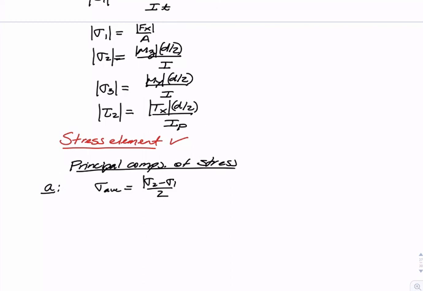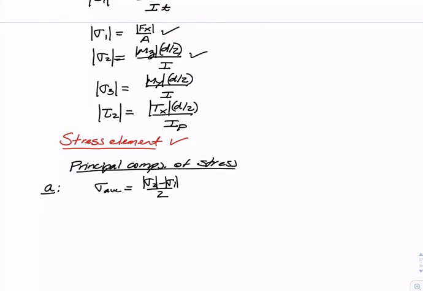So let me make sure I'm just consistent on signs and write it as I've done here, sigma 1 and sigma 2. We know that the R value, the radius of our Mohr circle, is going to be sigma 2 minus sigma 1 divided by 2 squared plus tau 2 squared. And we see that that's larger in absolute value than is sigma average.